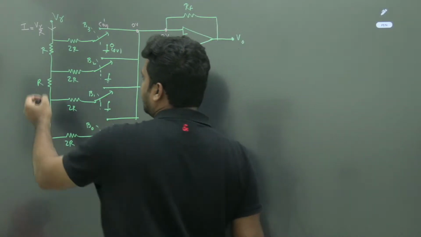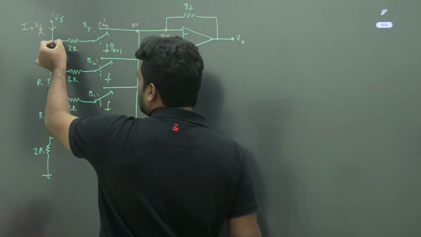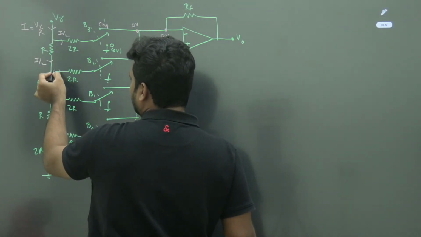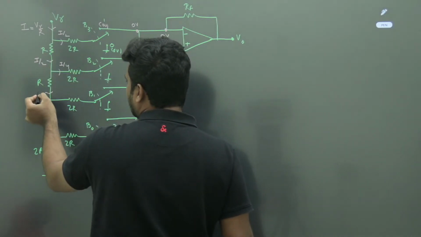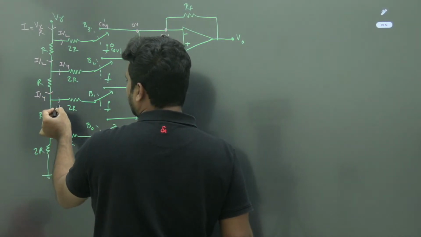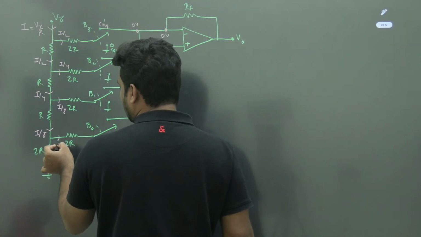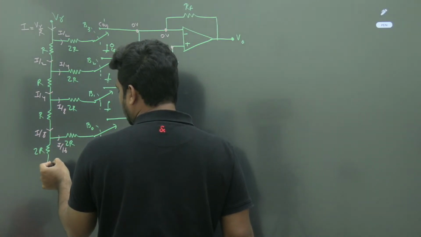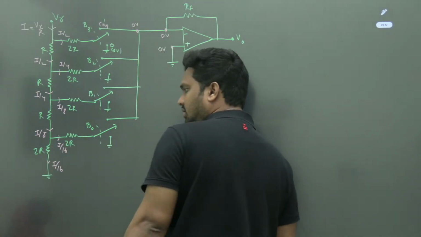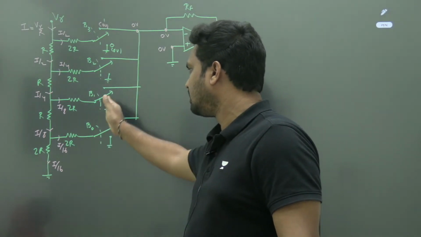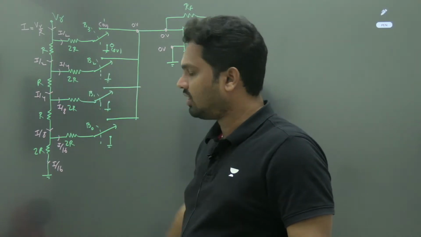Now this current, this total is 2R, this is 2R. So the current divides into two parts, I by 2, I by 2. This will also divide into I by 4, I by 4, I by 8, I by 8, I by 16 and I by 16. This is what happens, right? So when the switch is connected to here and here, whatever it may be, the current will divide accordingly.